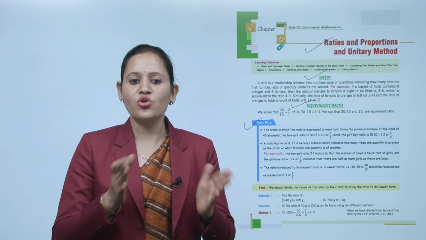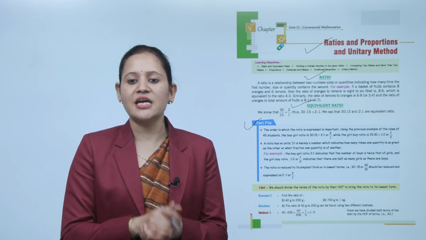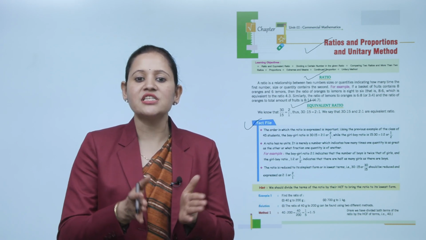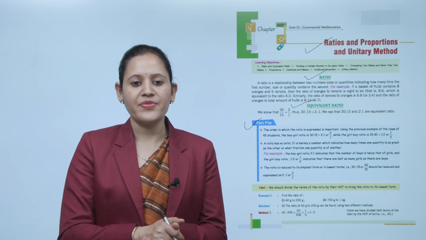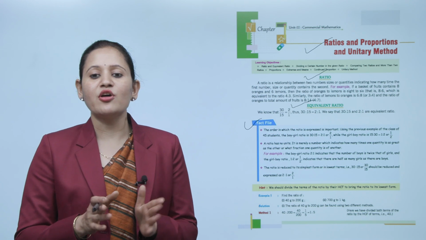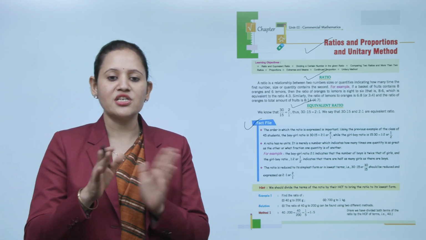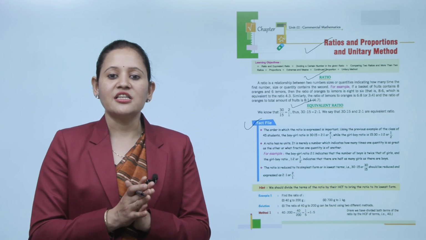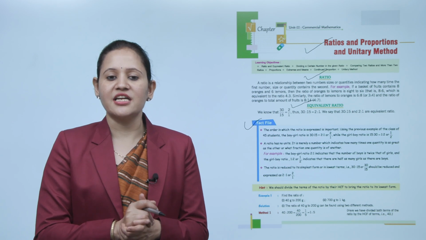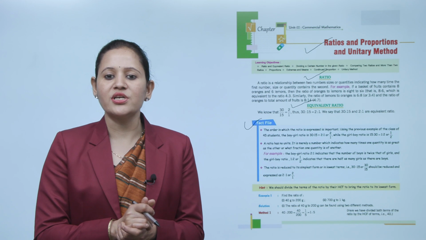The ratio has no unit. It is merely a number which indicates how many times one quantity is as great as the other and what fraction one quantity is of another. For example, the boy-girl ratio 2 ratio 1 indicates that the number of boys is twice that of the number of girls, and the girl-boy ratio, that is 1 ratio 2, indicates that there are half as many girls as there are boys. The ratio is reduced to its simplest form or lowest term.